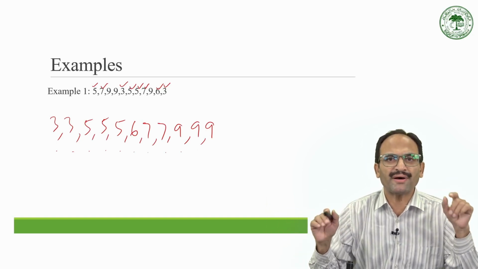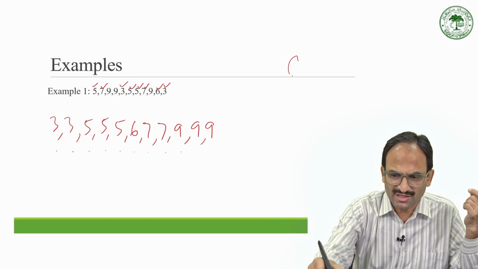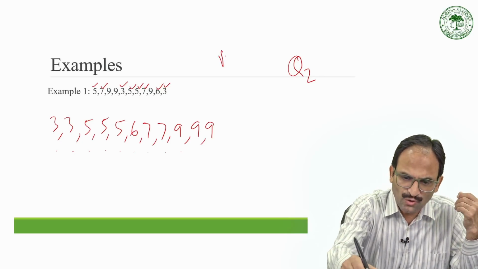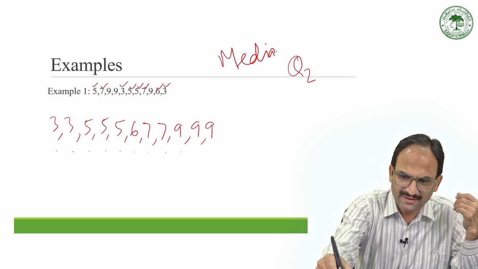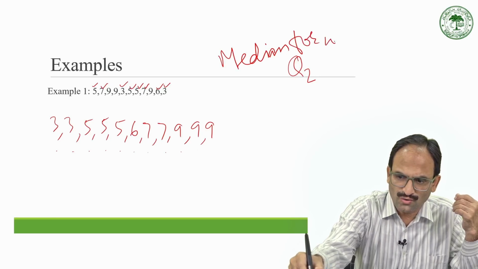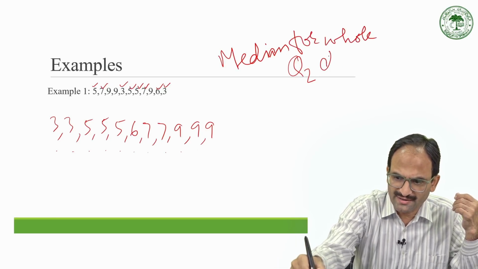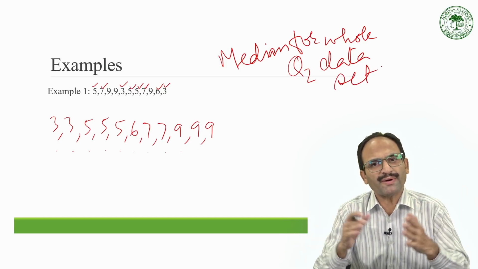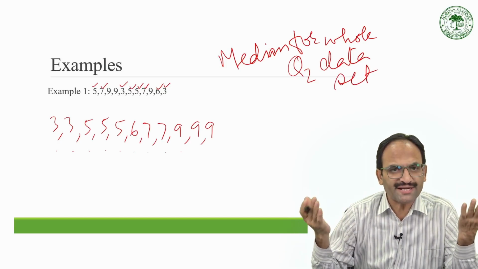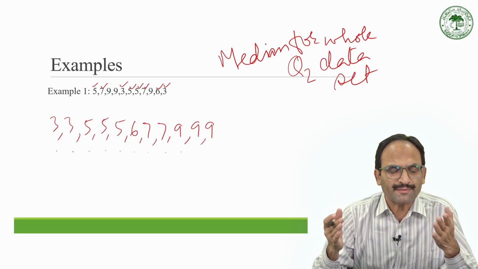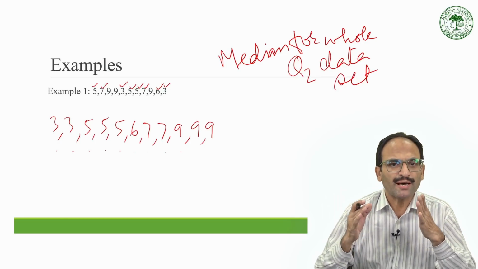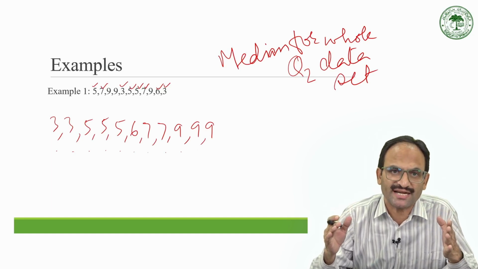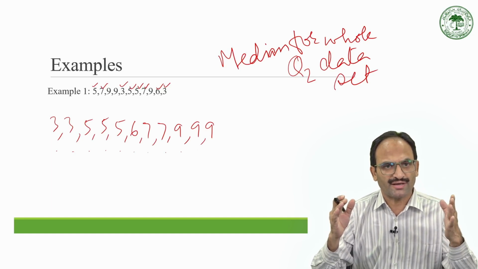After that, remember what I mentioned, you calculate Q2. That is the median for the whole data set. So do you remember how we calculate the median? You will remember that the median is basically the midpoint of the data once the data has been arranged in ascending order.